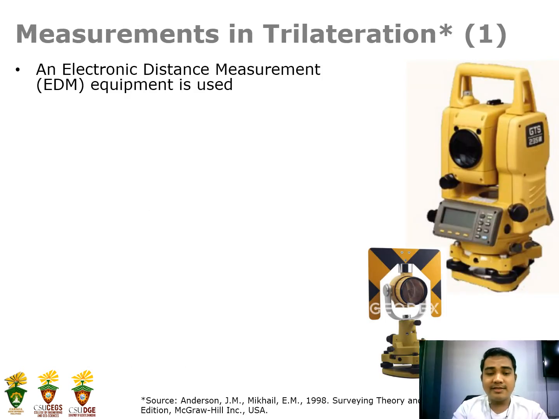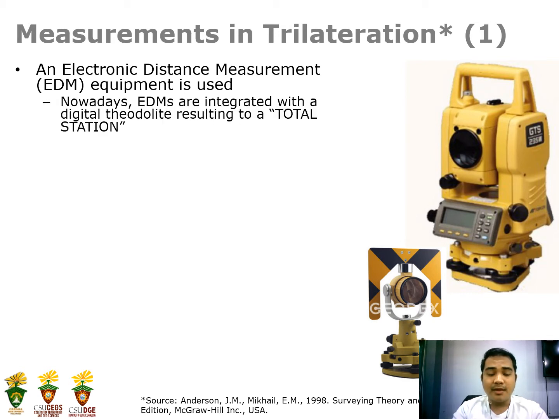For the measurements in trilateration, an electronic distance measurement or the EDM equipment is being used. Nowadays, EDMs are integrated with a digital theodolite resulting in a total station. So in short, ang ato ang ganito sa pagkuha sa measurement, labi na karon, for measuring the distance is this total station, no? Okay, available po tan-awa sa itong equipment, so ano na itong gamiton.